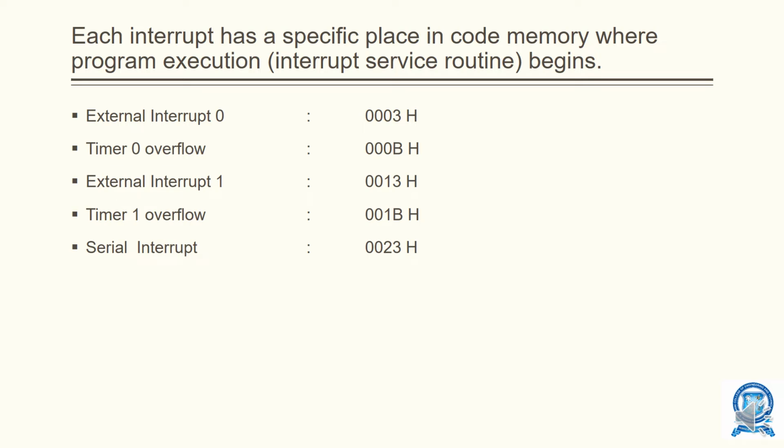External interrupt 0, the corresponding address is 0003H. Timer 0 overflow, the address is 000BH. External interrupt 1, the address is 0013H, and timer 1 overflow, the address is 001BH. Serial interrupt is 0023H. So these are the addresses.